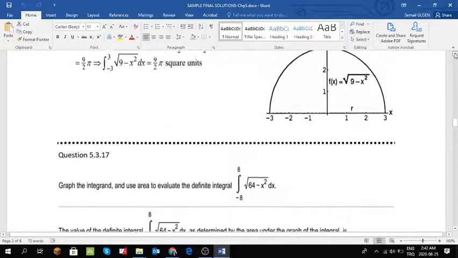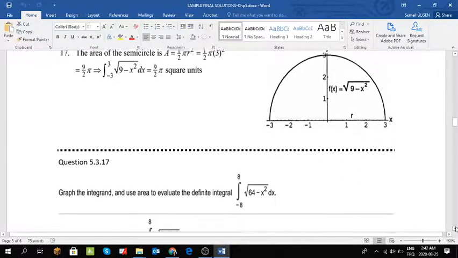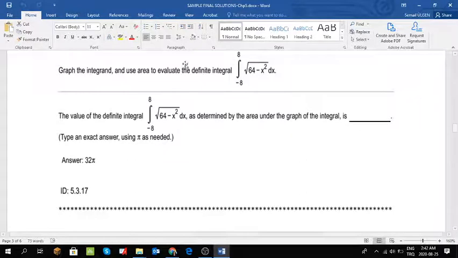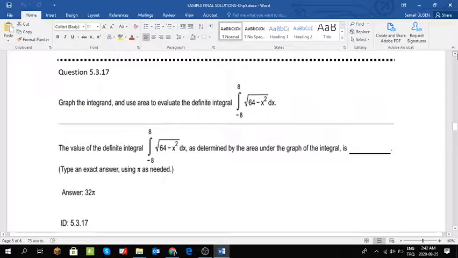Okay, next question is chapter 5 section 3, question 17. The question is as follows: graph the integrand. Use area to evaluate the definite integral from negative 8 to 8 of the square root of 64 minus x squared dx.